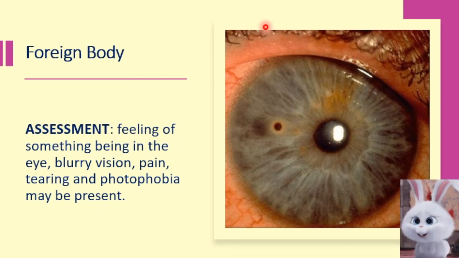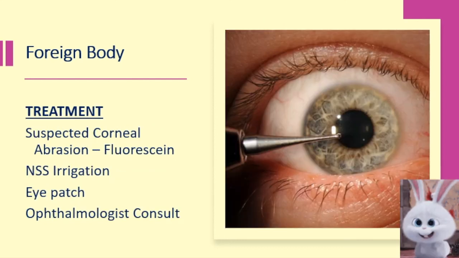So what happens? Assessment. There is a feeling of something being in the eye, blurry vision, pain, tearing, and photophobia. Okay, this may be present in your foreign body. So what do we do? Okay, if there is a suspected corneal abrasion, class, first you need to do a diagnostic test, or the ophthalmologist would need to do a diagnostic test. There you will have your fluorescein. So class, remember cornea is transparent, so we need to have a fluorescein. Your fluorescein is actually a dye. If you can recall our discussion in assessment, it is a dye that helps us visualize your cornea.